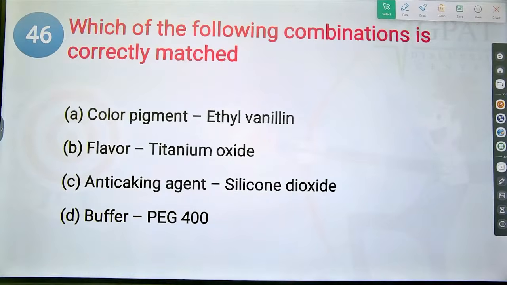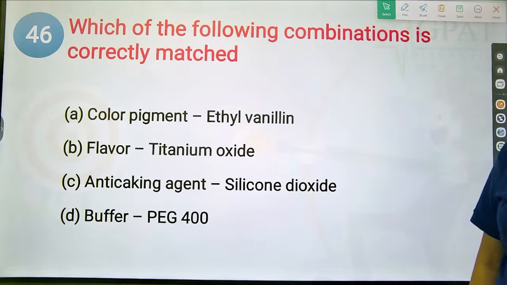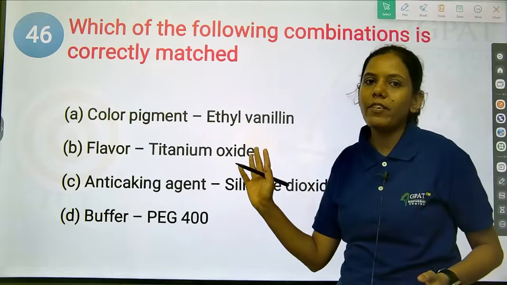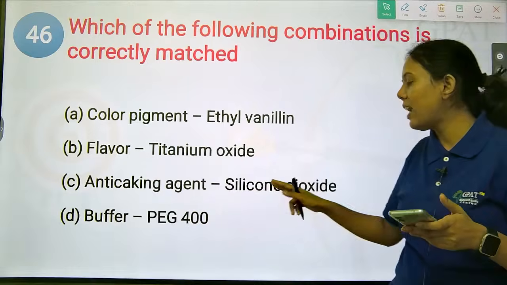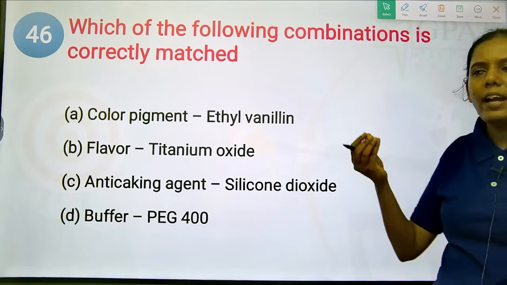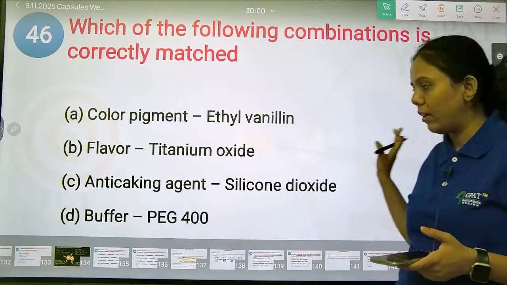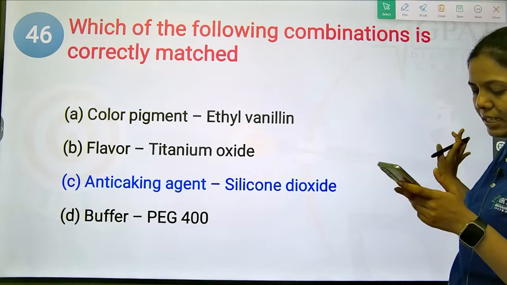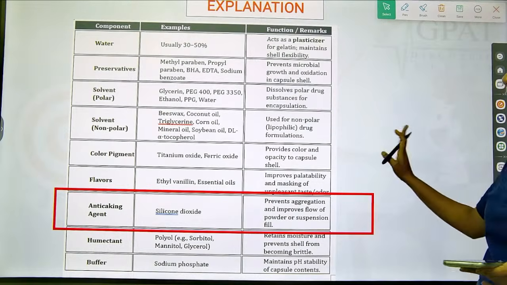Chalo, which of the following combination is correctly matched? Color pigment ethyl vanillin, flavor titanium dioxide, anti-caking agent silicon dioxide, buffer PEG 400. What should be the correct one? Ethyl vanillin is the flavor, not the color. Titanium dioxide is a flavor? No, right? C is the right answer because that is an anti-caking agent which will make sure that it will not form any kind of lumps. PEG 400 is your plasticizer, not your buffer. Okay. Very good, all of you. C is the right answer. I can see anti-caking agent. Okay. So these are some of the excipients. You can go through it.